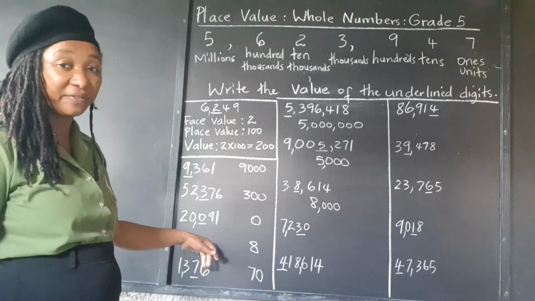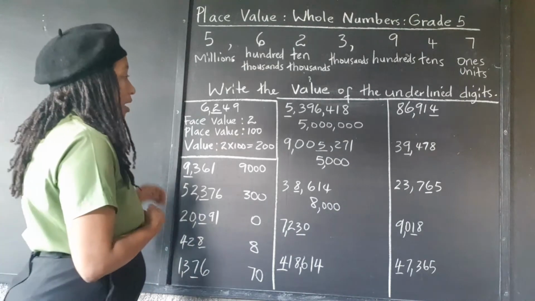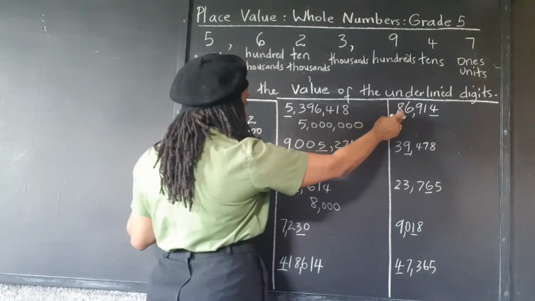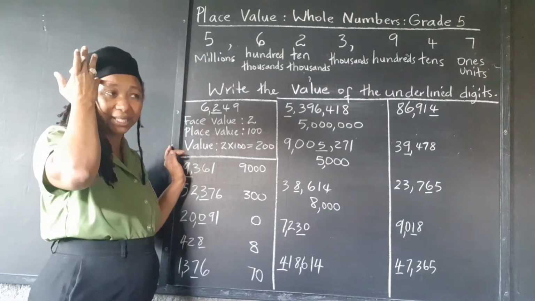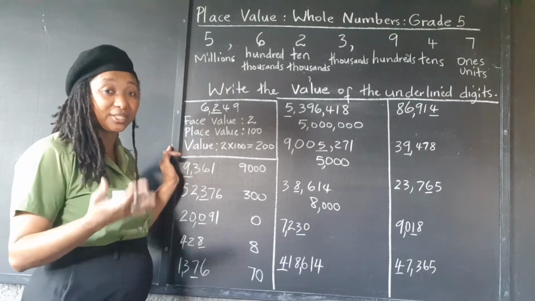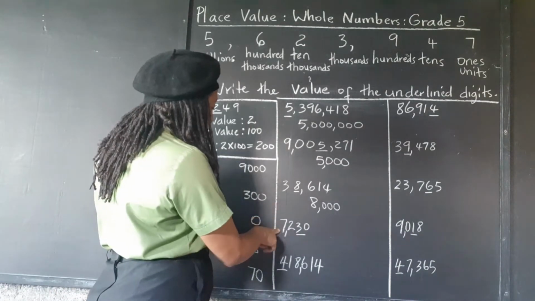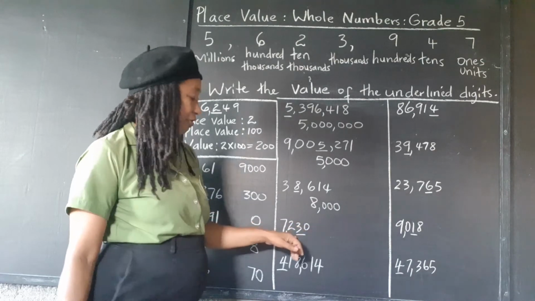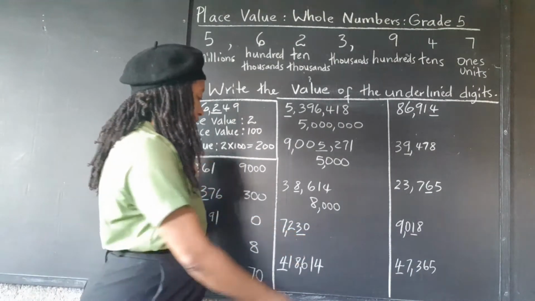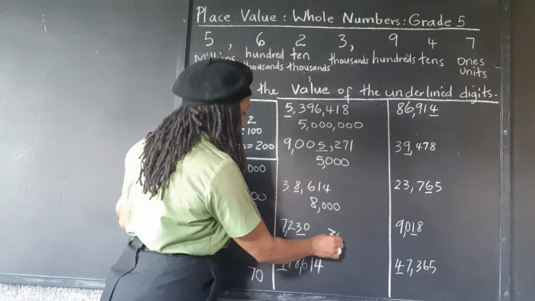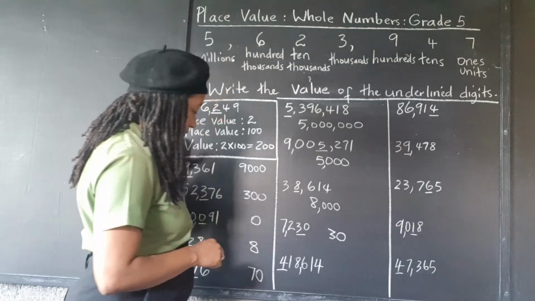Different from the value of this 8. This is 8 ones. Okay? This is 80,000. So you can't just look at the 8 and say, well, the value is 8. No. The value depends on where the digit is. 7,230. The 3 is underlined. The 3 is in the tens place. So 3 times 10, that's 30. The value of this 3 is 30.